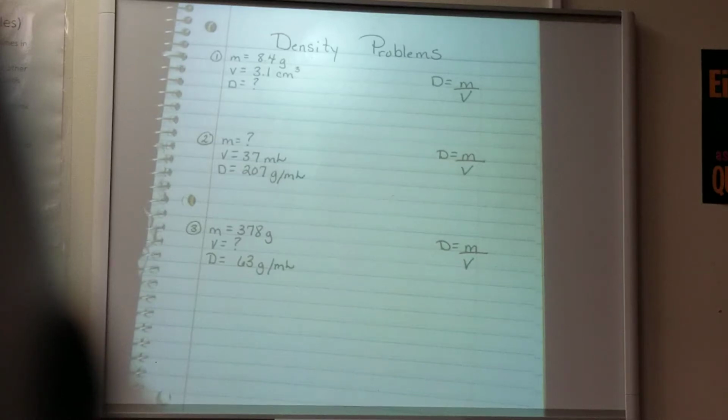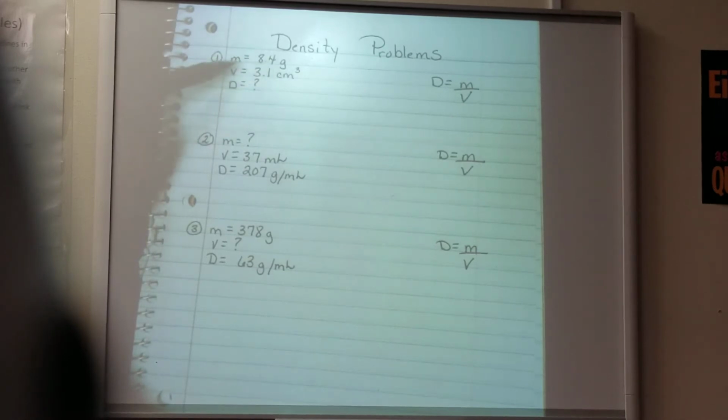Okay, here are your sample problems for density. This first one is the one from your notes that we just saw. So if you copied that down, these are the variables for that problem. I would like for you to write your problems this way, where you list the variables and then list what they are, okay?